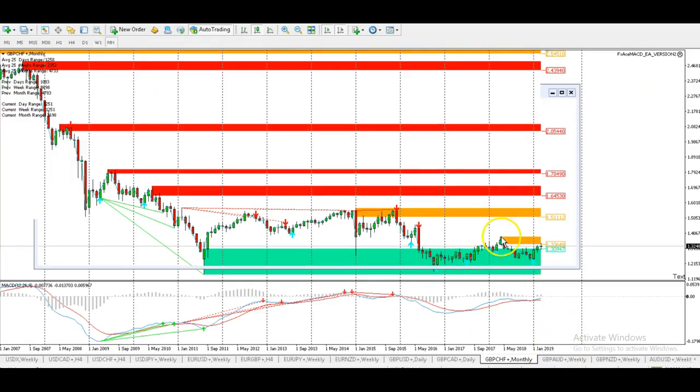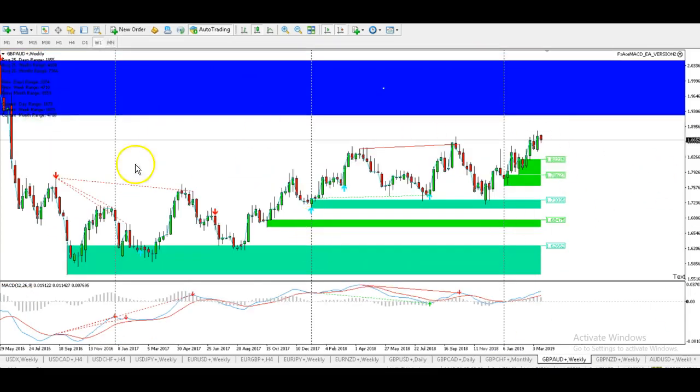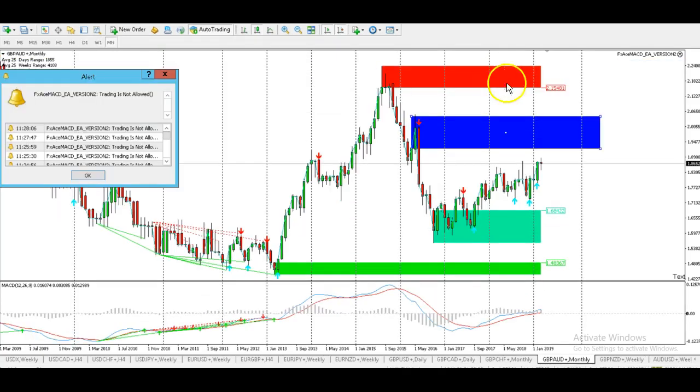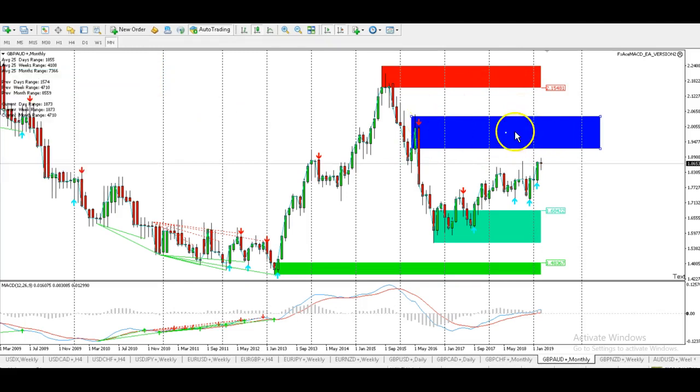British Pound Aussie, similar story. I'm liking it to head north. Kind of no man's land at the minute, but we've got a huge monthly area up here from the Brexit drop up here, so I'm liking it to possibly move up a little bit higher and look to sell in around this huge monthly area here. At the minute, no trade.